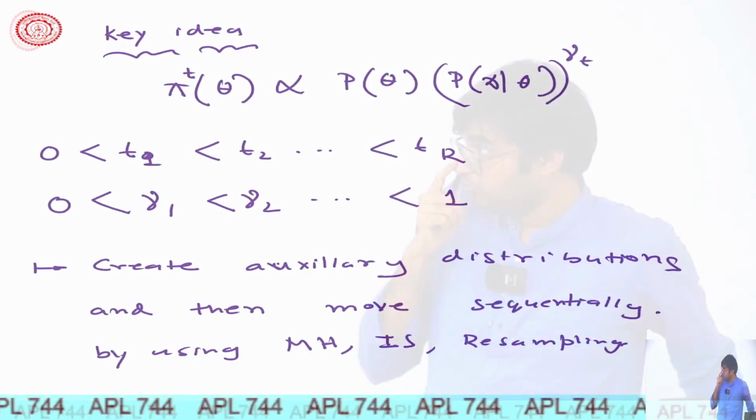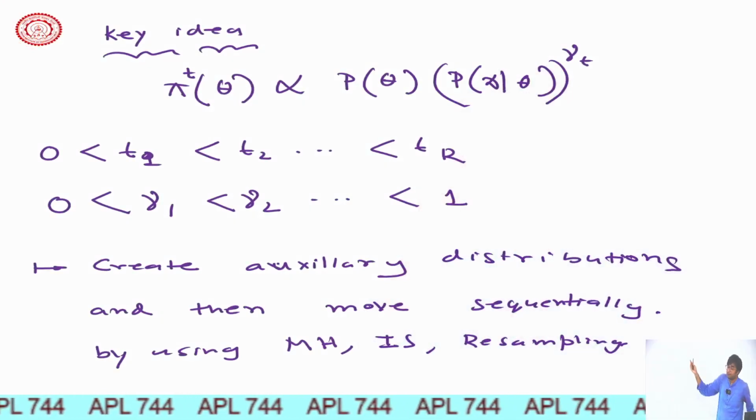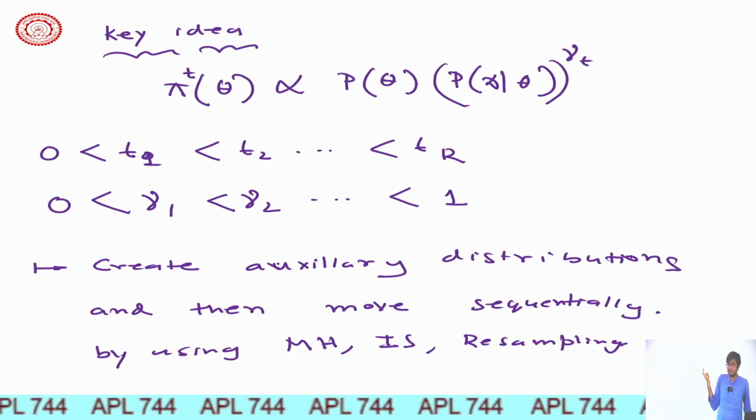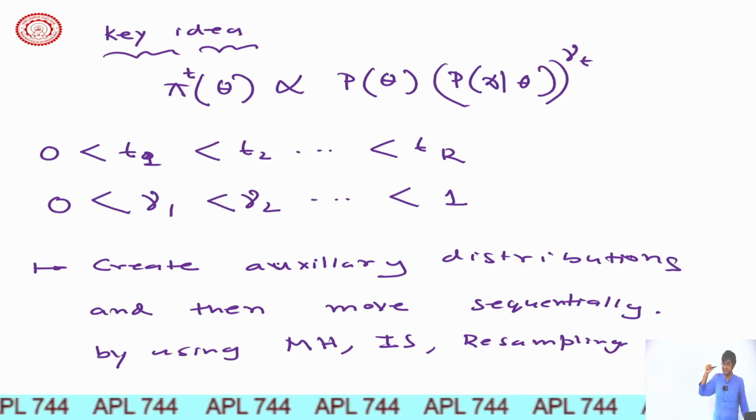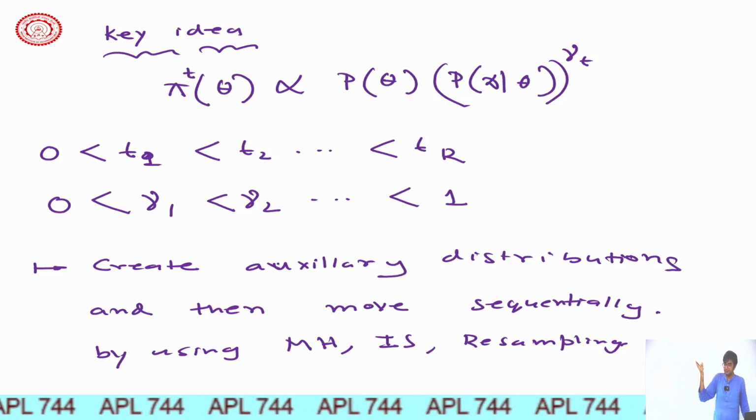Why have we taken power? What if the power is very small? What will happen to the distribution? When the power is 0, what will vanish? The likelihood. If the power is very small, then there will also be a little bit of modification over the prior. So what we are saying is that we will go from prior to posterior, but in small steps.